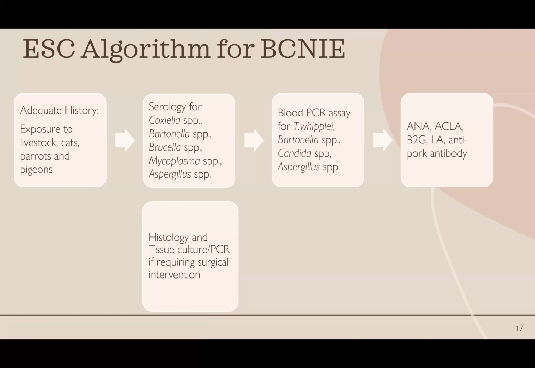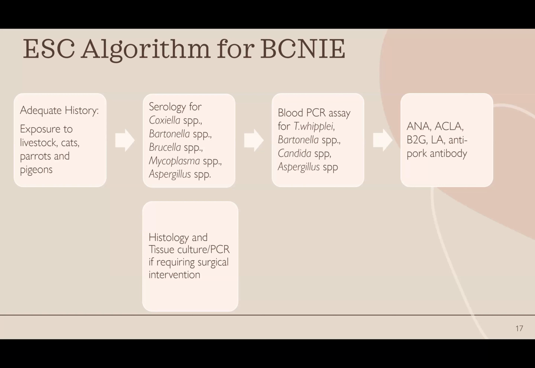If these come back negative, it's suggested that blood PCR assays should be performed for Tropheryma whipplei, Bartonella, Candida, and Aspergillus. If we are fortunate enough to get a tissue specimen, a histology, then we should perform tissue culture on the histological specimen as well as a PCR. And this is obviously if the patient is requiring surgical intervention. And then lastly, if all our workup has come back negative, it's suggested that we work up for non-infective causes.